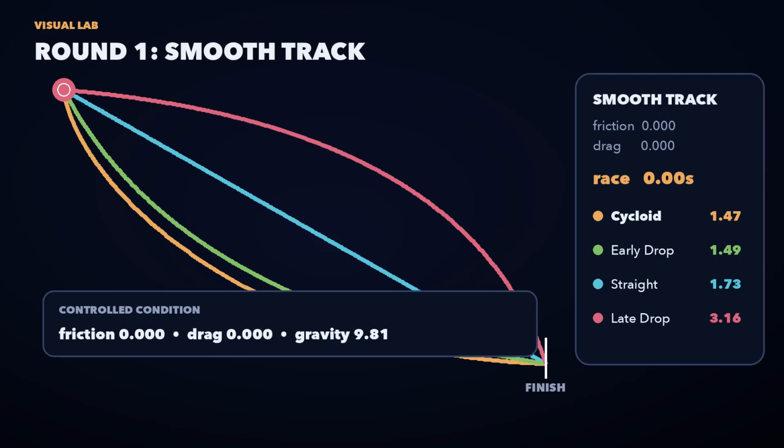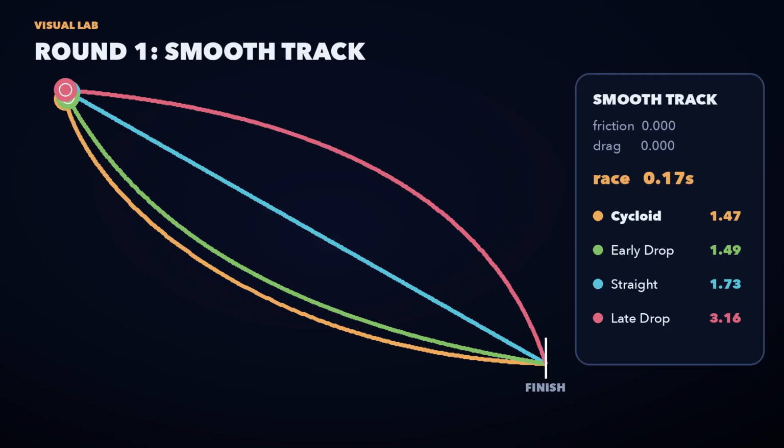Round 1 removes both friction and drag. This is the condition in which the cycloid is supposed to shine. The result is cycloid at 1.474 seconds, early drop at 1.49 seconds, straight at 1.73 seconds, and late drop at 3.159 seconds. The cycloid beats early drop by only 0.016 seconds. The straight line is shorter, 5.152 units compared with 8.726 for the cycloid, but it descends gradually. The cycloid sacrifices distance to become steep immediately, converting height into speed earlier.